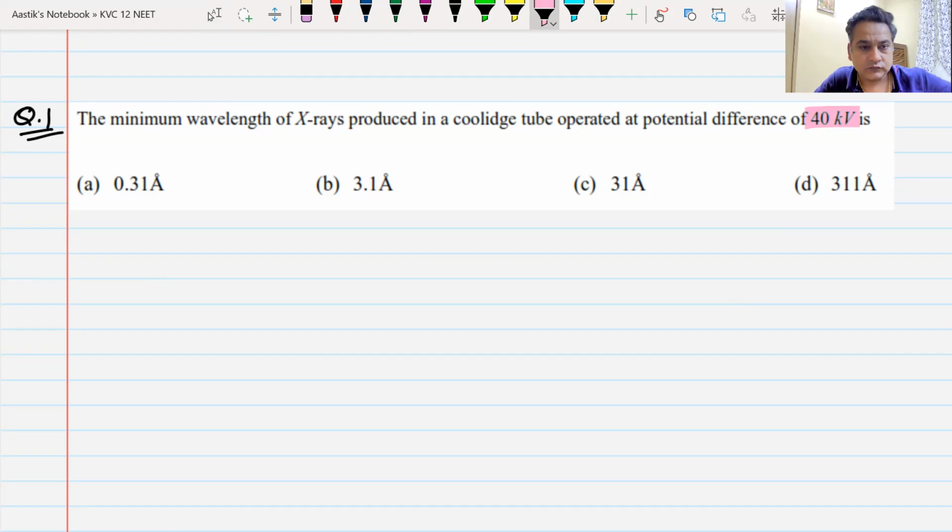Sir, option A. Option A. Boys, did you get the same answer? Option A, 0.31. That is correct. Absolutely correct. Boys, what about you? Are you getting the same answer? Boys are still struggling.